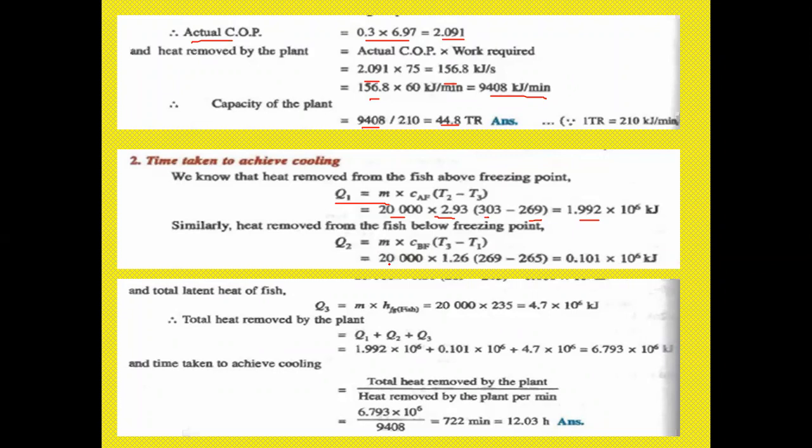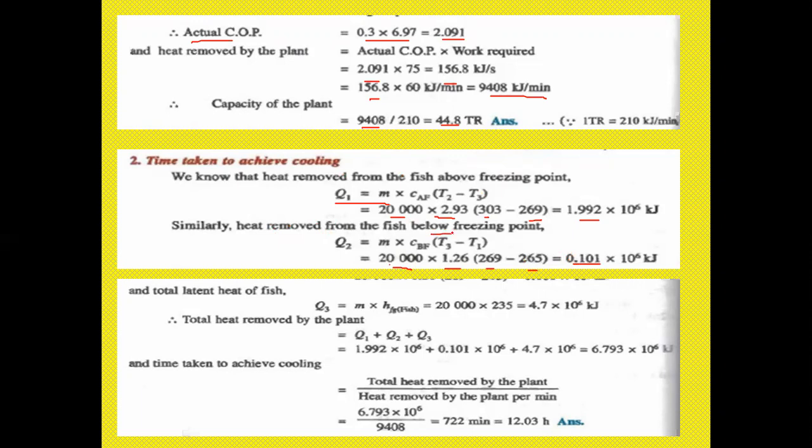So below the freezing point is m of CBF (T3 minus T1). Substituting the value, it is 20,000 into 1.26 into (269 minus 265). So 269 minus 265, the answer is 0.101. Here, heat removed from the fish above freezing point. Here, heat removed from the fish below the freezing point.